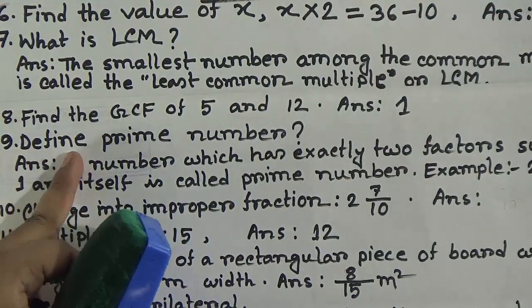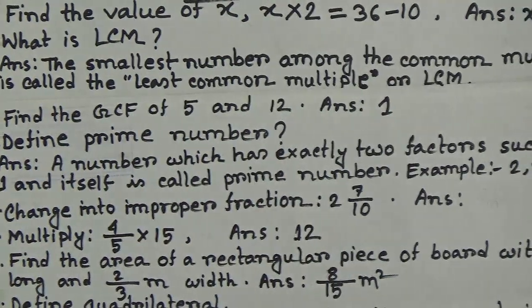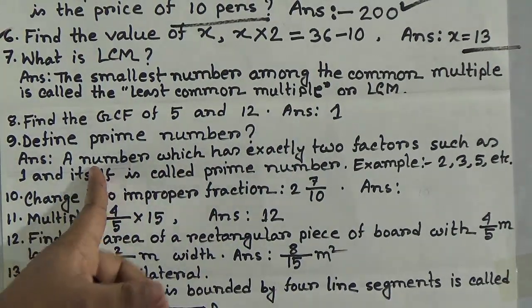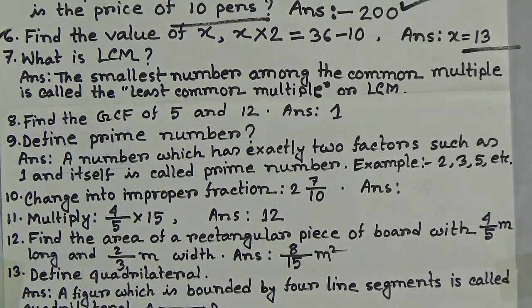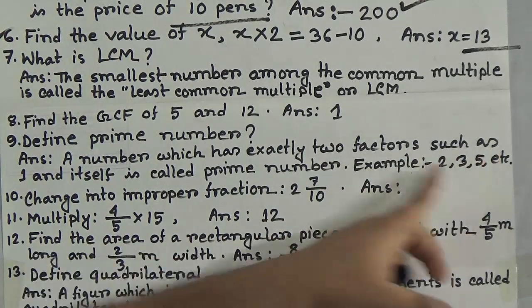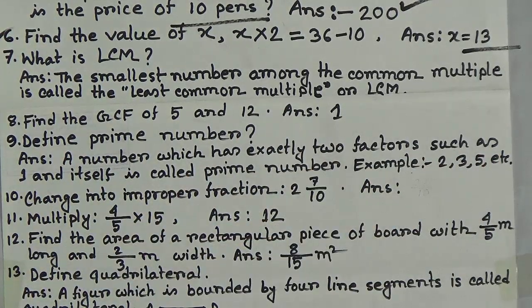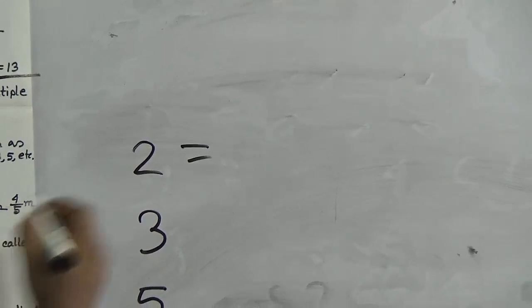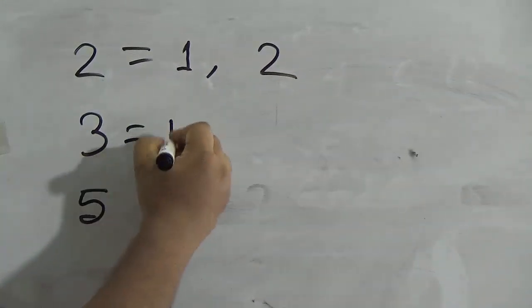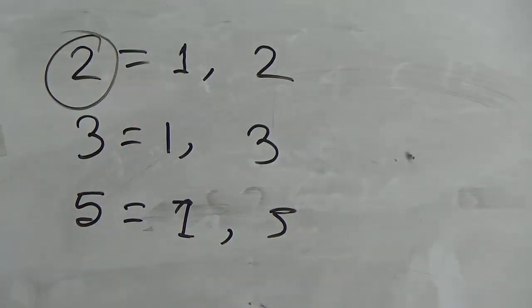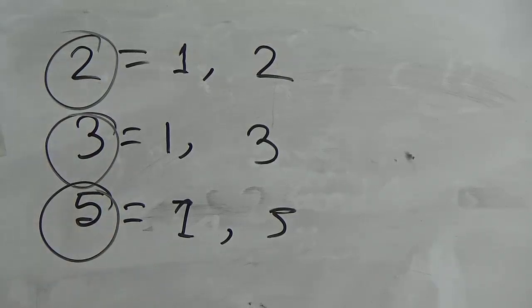Our next question is define prime numbers. A number which has exactly two factors, 1 and itself, is called a prime number. I repeat, a number which has exactly two factors, 1 and itself, is called a prime number. Examples: 2, 3, 5. Student, notice it has only two factors: 2 has 1 and 2, 3 has 1 and 3, 5 has 1 and 5. So 2 is a prime number, 3 is a prime number, 5 is a prime number.